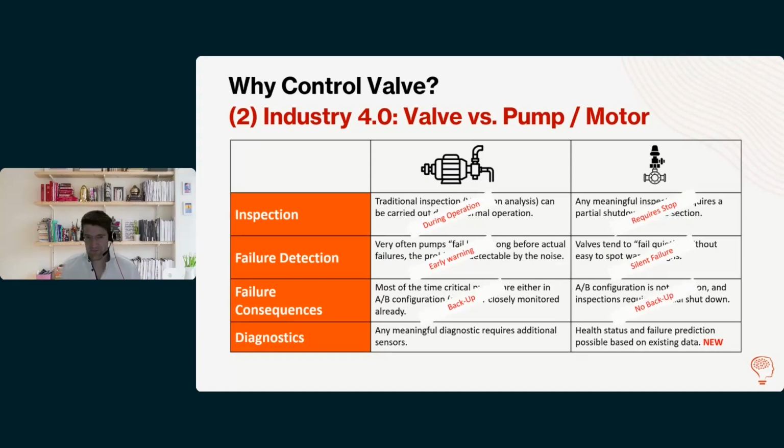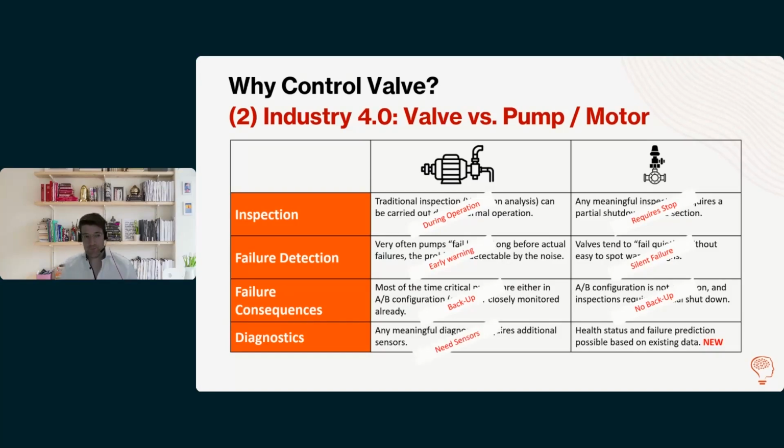For valves, it's different. The AB configuration for control valves, yes, you can find it sometimes, but it's not as widely used as the AB configuration for pumps. So any critical failure in a control valve most of the time requires you to shut down the section of the plant and do something about it.